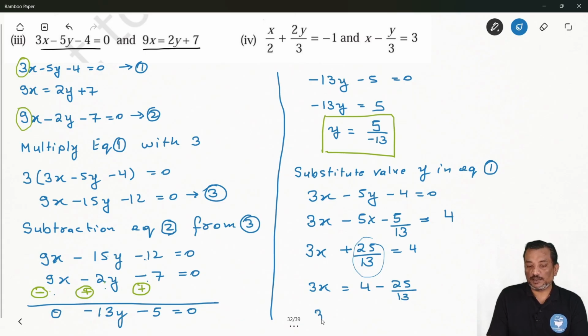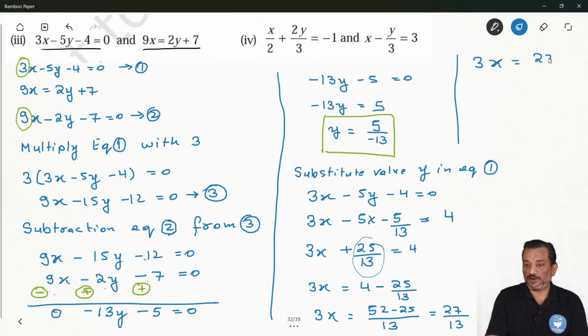So you can say 3x is equal to, take the LCM, 13 and 13, so this becomes 52 minus 25. Okay, so this one you will get how much, 27 over 13. Now after that we will take 3, so our equation is 3x is equal to 27 over 13. Now we will transpose 3. The 3 is multiplying on the left side, so it goes to the right side and becomes divide.